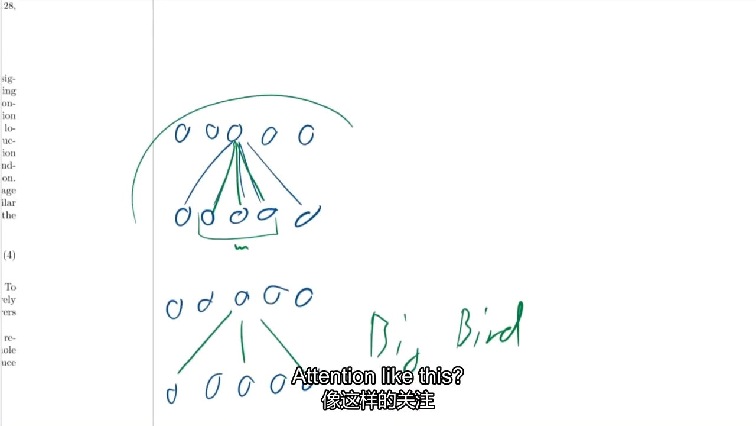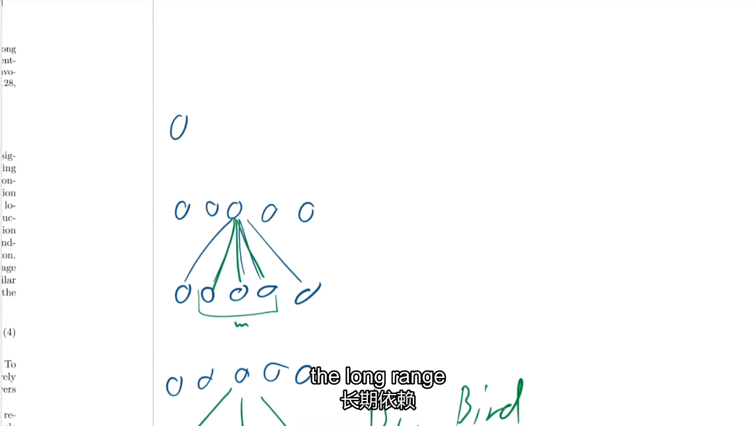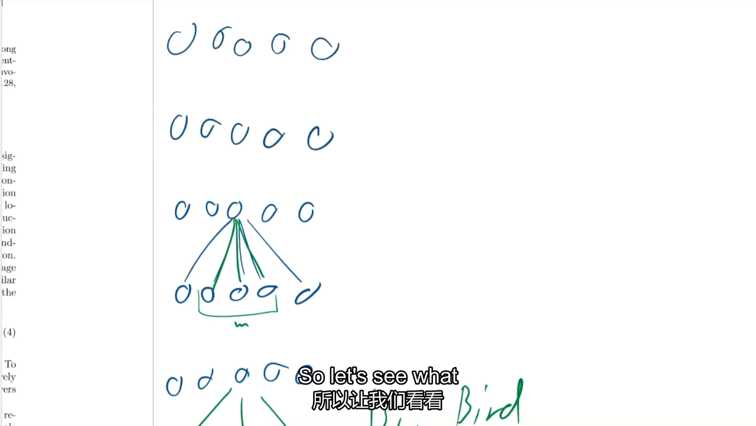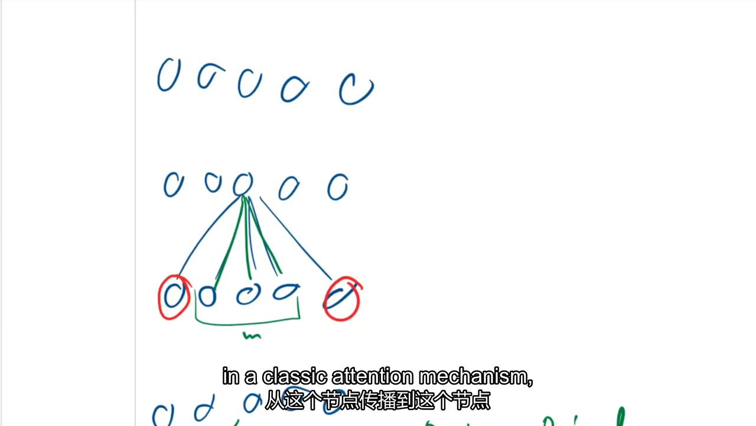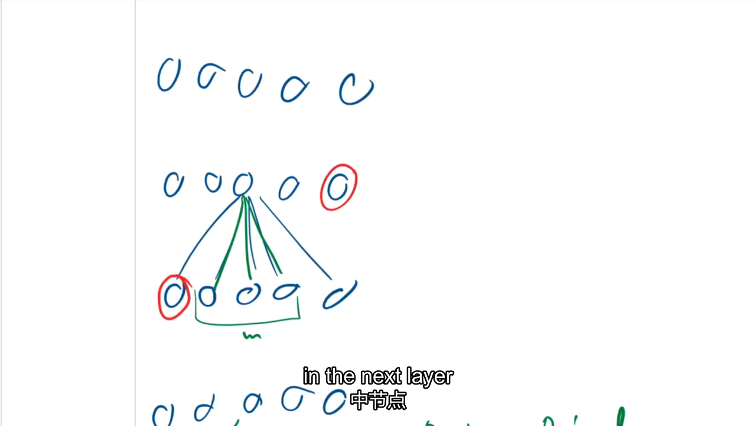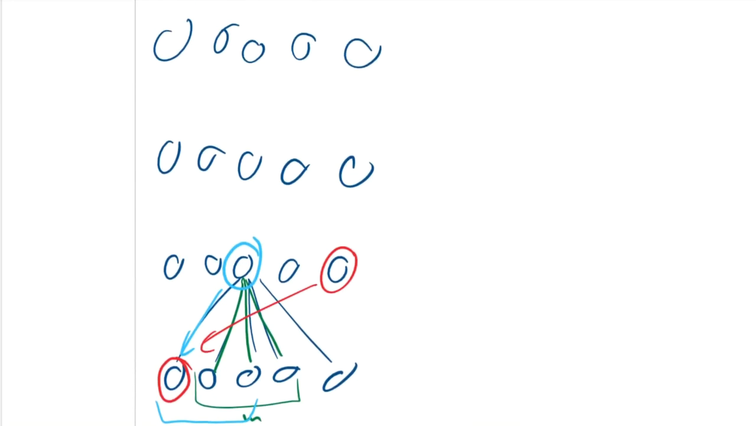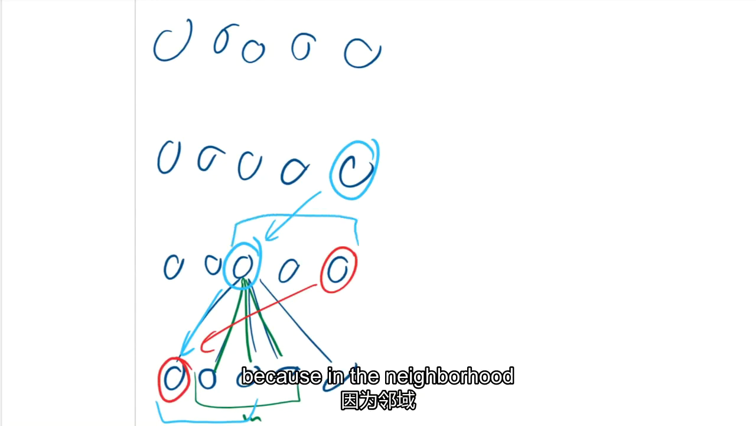So what's the problem with neighborhood attention like this? The problem is that you break the long-range dependencies. So let's see what happens if information needs to go from this node to this node. In a classic attention mechanism, everything's connected to everything, so that node in the next layer can simply aggregate information from here. Well, that's not possible with this kind of neighborhood attention. Because the neighborhood is 3 long, at most this node right here can aggregate information from this node. And then again, it's 3 long in the next step, so now this node can aggregate information from this node. You can only attend to within your neighborhood.